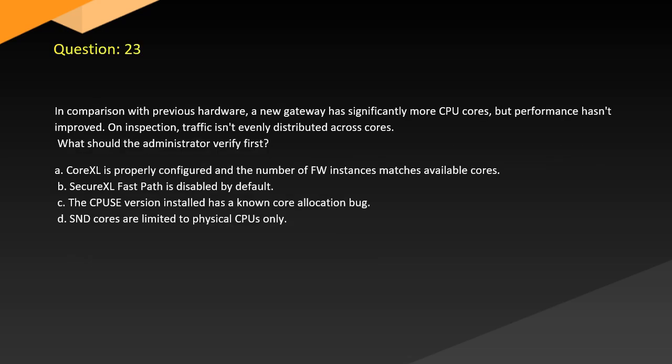Question 23. In comparison with previous hardware, a new gateway has significantly more CPU cores, but performance hasn't improved. On inspection, traffic isn't evenly distributed across cores. What should the administrator verify first? A. CoreXL is properly configured and the number of FW instances matches available cores. B. SecureXL fastpath is disabled by default. C. The CU version installed has a known core allocation bug. D. SND cores are limited to physical CPUs only.